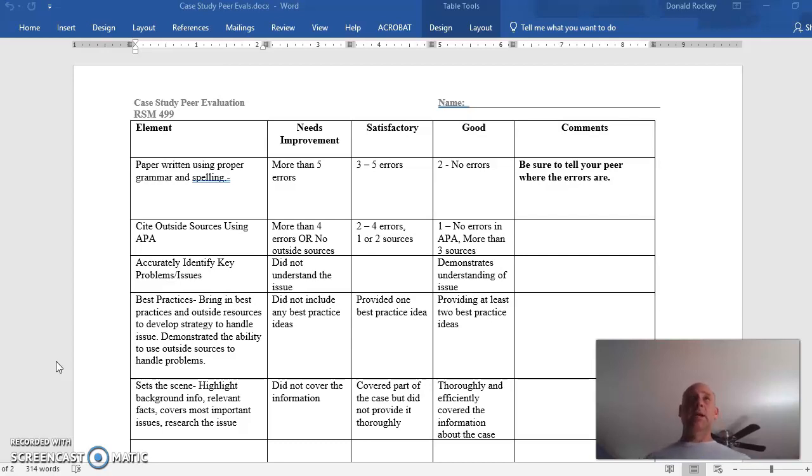Okay, set the scene, highlight the background information. Again, 6-8 pages. I want it cut down into a paragraph. Tell me what the relevant facts are, what the issue is, and then we can move on from there. Okay, so I want you to be able to get concise with that.